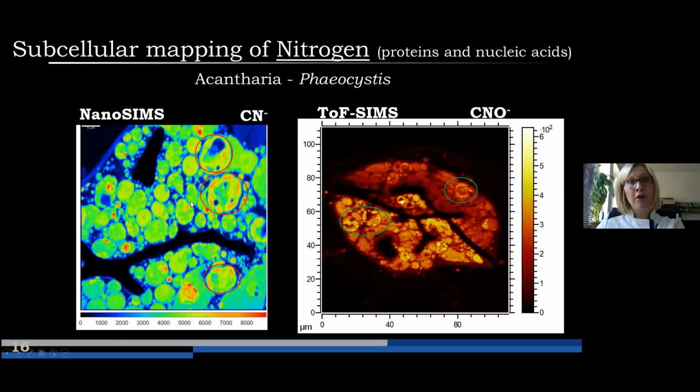So if we go further here, the combination of nanoSIMS and TOF-SIMS looking at the nitrogen, what we could observe is that particularly the symbiotic algae, when they are in the host, are extremely enriched in nitrogen. And for us, when you have accumulation of nitrogen in a cell, that means a lot of synthesis of proteins and nucleic acids. So this pointed out for us that these algae are extremely metabolically active.